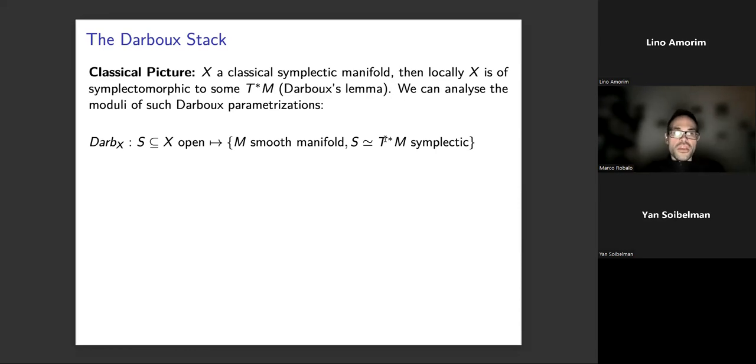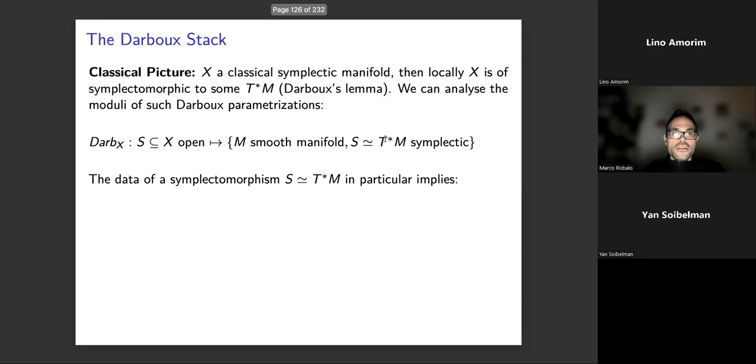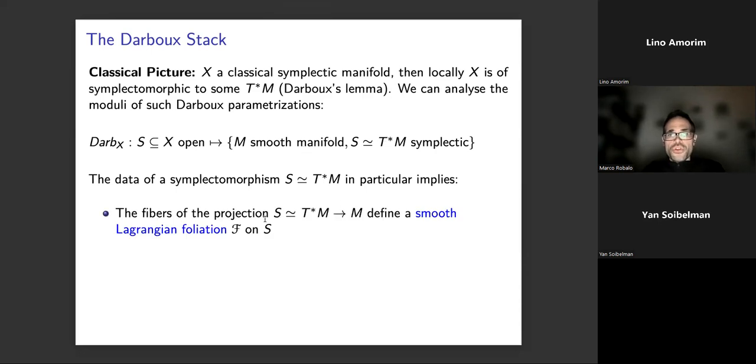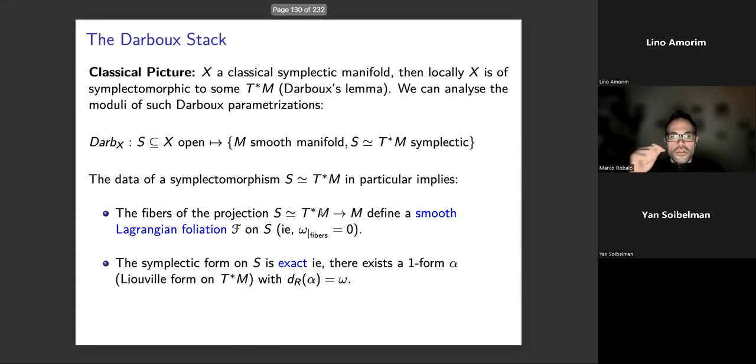So we look at this moduli stack, this moduli functor, let's say. If you have a symplectomorphism of an open S in X to T*M, you can look at this in another way. The fibers of this projection define a smooth Lagrangian foliation on S. If you have T*M, you have a projection to M, and a foliation of T*M which is Lagrangian, so the form is 0 restricted to the fibers. The other thing is that the form is necessarily exact on S, because the form is exact on T*M. It's just the Liouville form. We call this pair, F a foliation and alpha the exact structure, Darboux data on S, where S is an open in X.